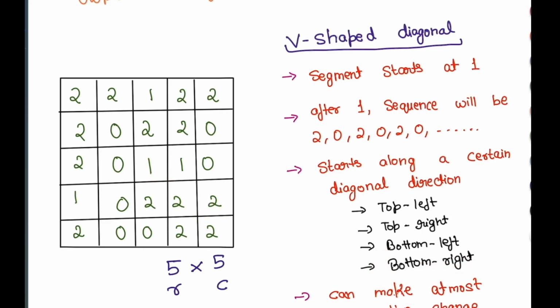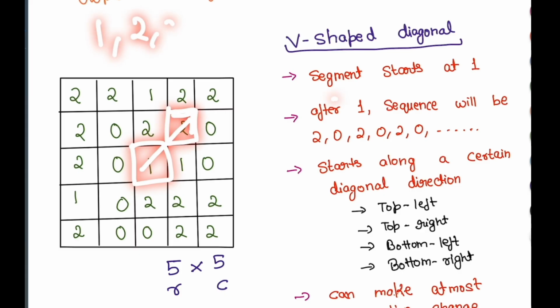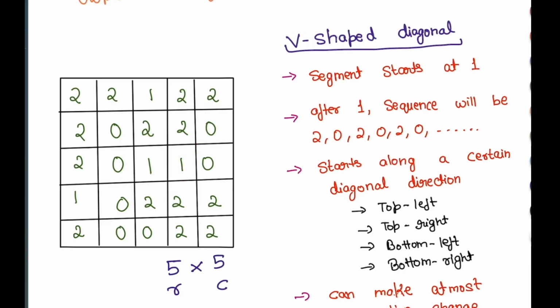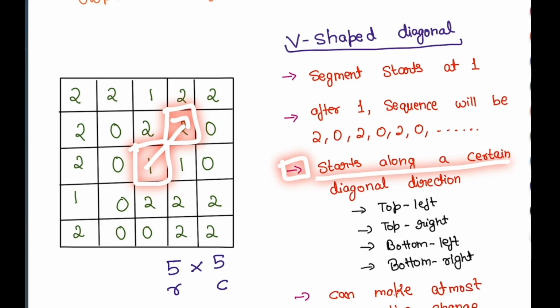So basically, your segment will start at 1, then continue with 2 0 2 0 2 0, and it will continue and start along a certain diagonal direction. That is, you cannot have a segment where you will start with a 1, then you will go up, then left, then up. This is not a correct direction. You will have to go in a certain diagonal direction. For example, you can start at a 1, then you can go in a diagonal direction, and this is a 2. Basically, that is your segment, right? Starting at a 1, then 2 0 2 0, and it will continue. So you can start at a 1, then go in a diagonal direction to continue your segment to create a bigger segment. So that is the third condition, start along a certain diagonal direction.